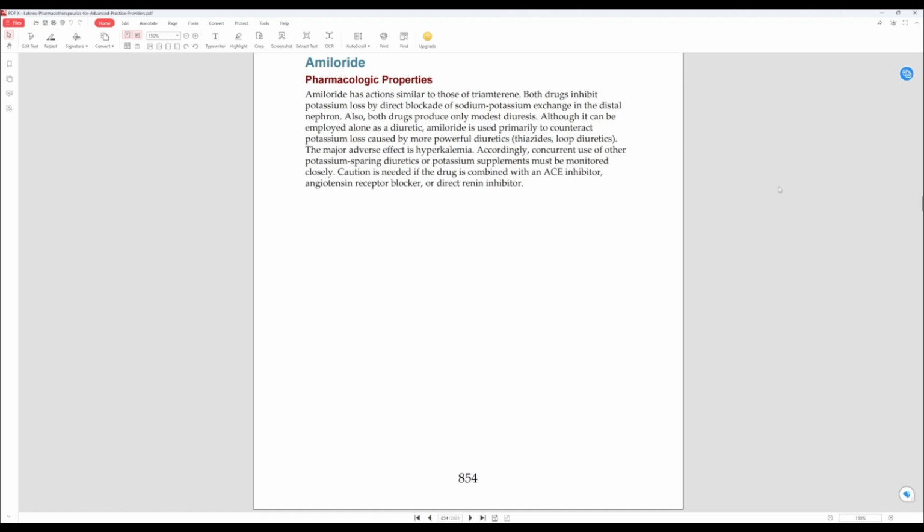Also, both drugs produce only a modest diuresis. Although it can be employed alone as a diuretic, amiloride is used primarily to counteract potassium loss caused by more powerful diuretics, again, that thiazide and loop diuretic. The major adverse effect, again, is hyperkalemia. Accordingly, concurrent use of other potassium-sparing drugs or potassium supplements must be monitored closely. Caution is needed if the drug is combined with an ACE inhibitor, an angiotensin receptor blocker, or a direct renin inhibitor.